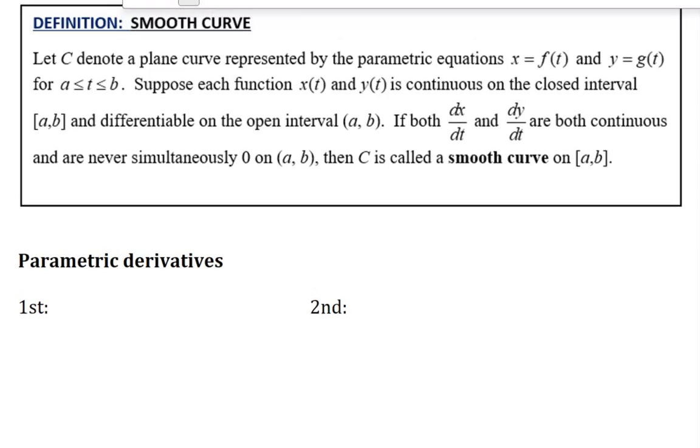So in our notes here, we have a definition for a smooth curve, and the terminology is not so important, but I want to highlight what these derivatives mean. If we have a parametrically defined equation, so we're doing two-dimensional, x is f of t, y is g of t, and it says each function independently is continuous and differentiable, and then it says if both dx over dt and dy over dt are both continuous and never simultaneously zero, then we have a smooth curve.